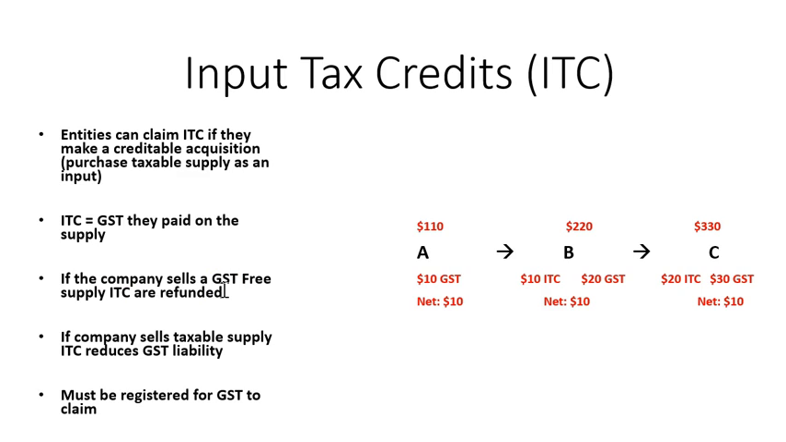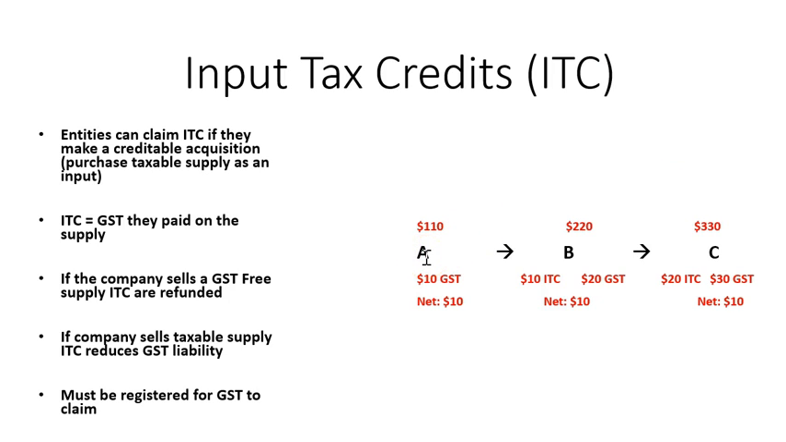So if the company sells a GST-free supply, then they will be refunded the input tax credits. But if they sell a taxable supply, the input tax credits will reduce their GST liability. So it will reduce the amount they then have to pay to the tax office. And again, you must be registered for GST if you're actually going to claim input tax credits. Now I'll just take us through an example to explain how input tax credits actually work.